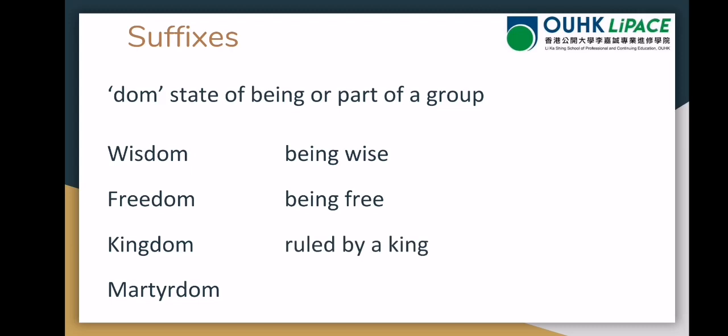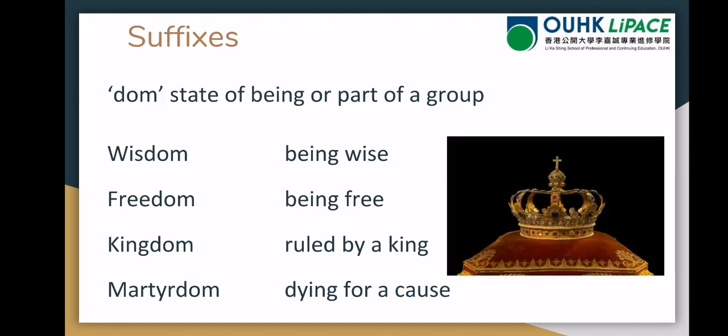Kingdom is actually a little bit different. It's like a country ruled by a king. And lastly, martyrdom. So this is being part of a group, or the state of dying or being hurt for something you believe in, like your religious beliefs or political beliefs, anything like that. It's called martyrdom. And as well as kingdom, there's actually such a thing as queendom as well, a country that's ruled by a queen. So this is what we mean by kingdom and queendom.